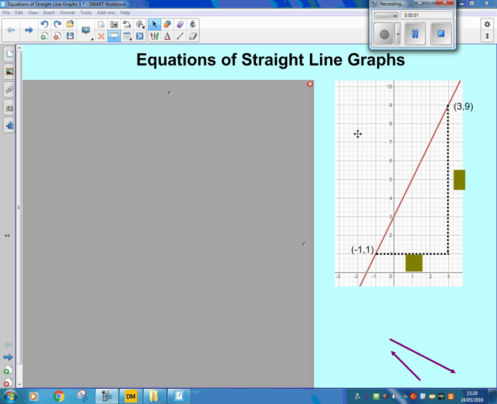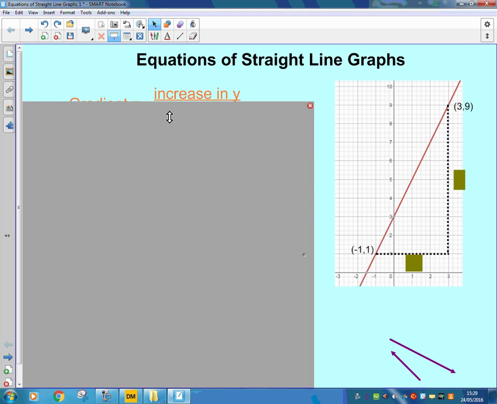Straight line graphs. We're trying to find the equation of this line, which goes from minus 1, 1 and also through the point 3, 9. Well, you need to learn certain formulae if you don't know them already. The first one is that the gradient equals the increase in y divided by the increase in x.